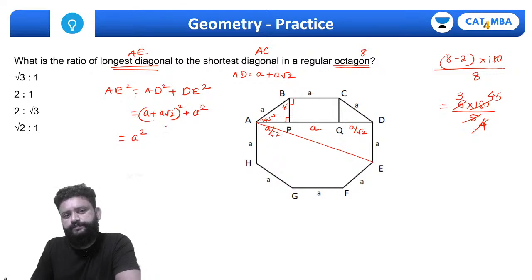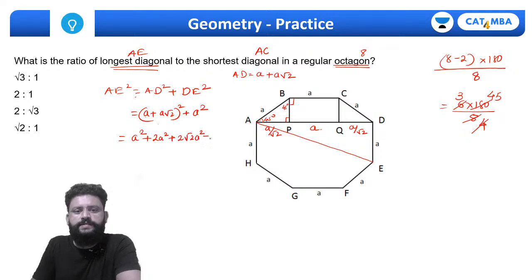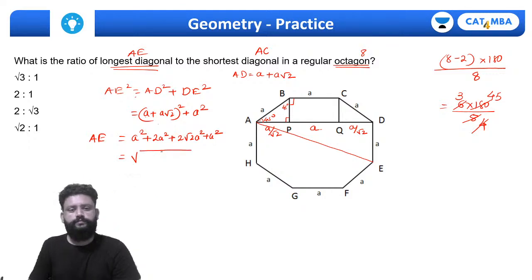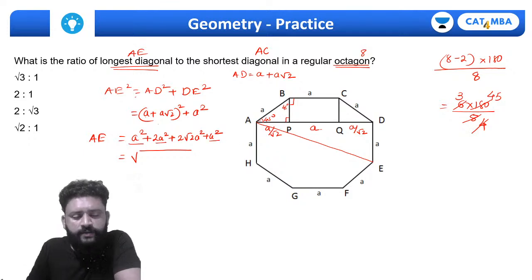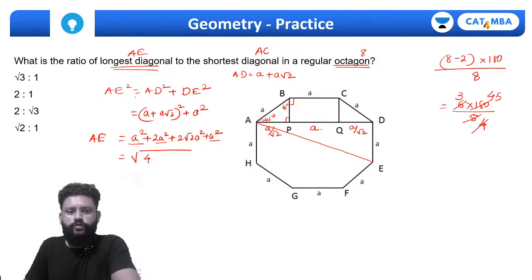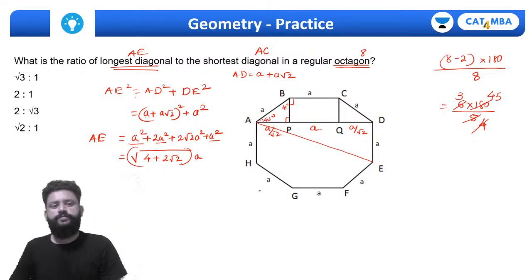A square plus 2A square plus twice of A into A root 2, that is 2 root 2 into A square, plus A square. So we can get AE as square root of A square plus 2A square plus A square plus A square. A square तो common ही आ जाएगा, so it is 1 plus 2 plus 1, that is 4, 4 plus 2 root 2 into A. So that's what we got the value of AE.